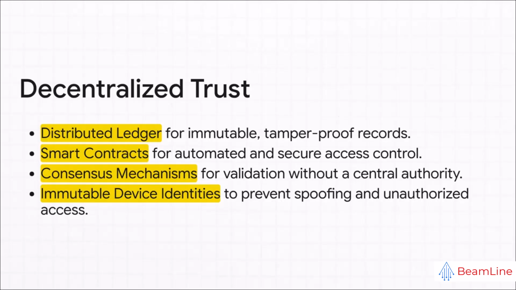So let's break down the toolkit for this decentralized trust. First, the distributed ledger. Just think of it as a public record book that can't be erased. Then you have smart contracts, which are like automated self-enforcing agreements. To make sure everyone agrees on the truth without a central boss, the network uses consensus mechanisms. And finally, immutable device identities give every single device a digital fingerprint that can't be faked.